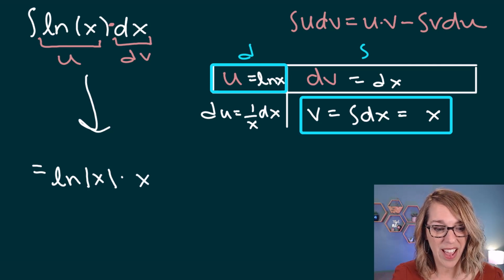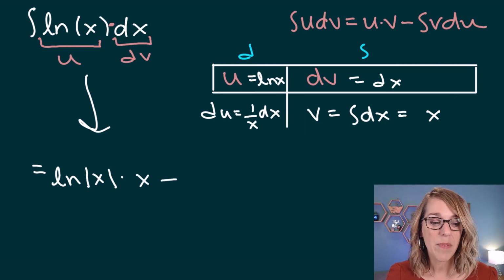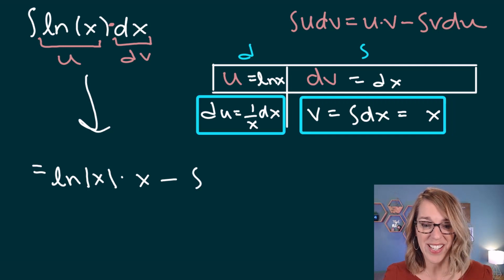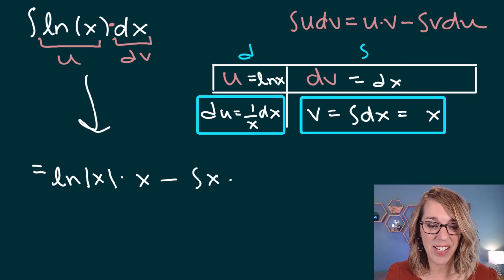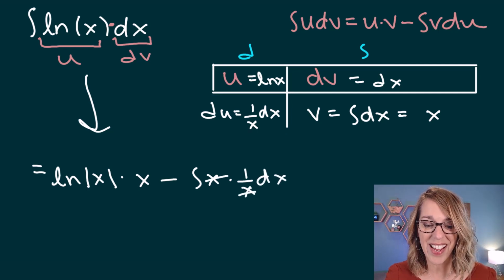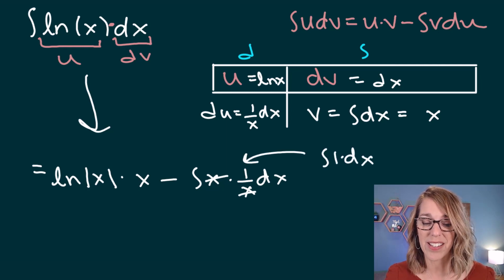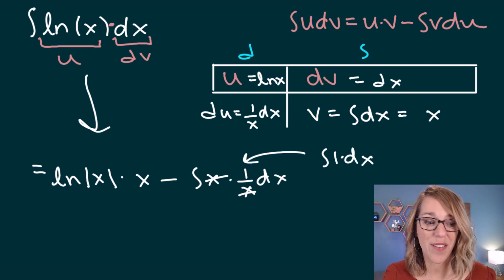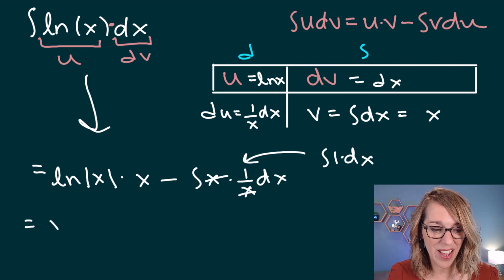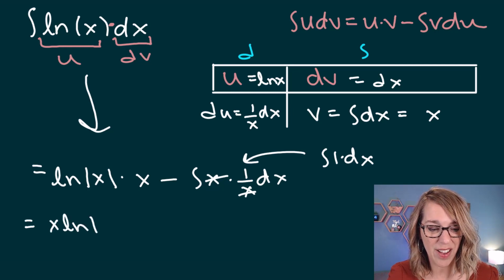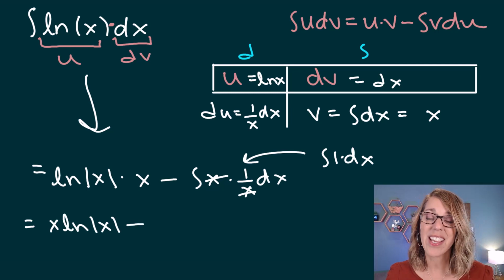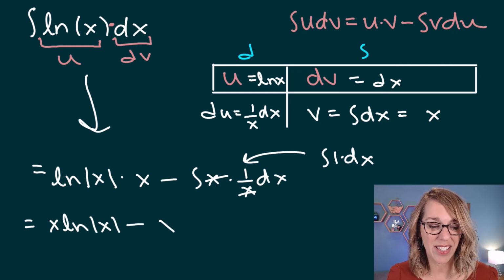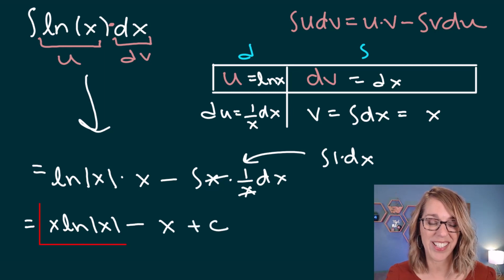So this is going to be times an x on the outside of the natural log, minus the integral of v du. V is equal to x, and du is 1 over x dx. I can cancel these x's, and I'm really left with right here 1 times dx, or just the integral of dx. I'm going to bring that x out in front of the natural log so it doesn't get lost inside of the ln. So I get x natural log of x minus the integral of dx. The integral of dx is equal to x, and then I need my plus c.